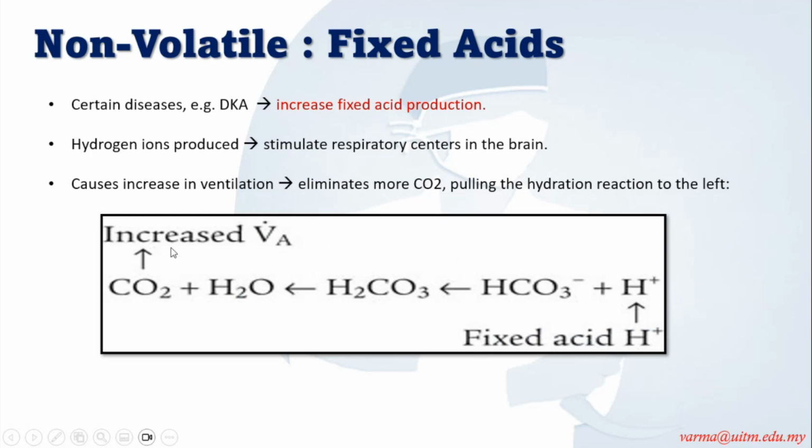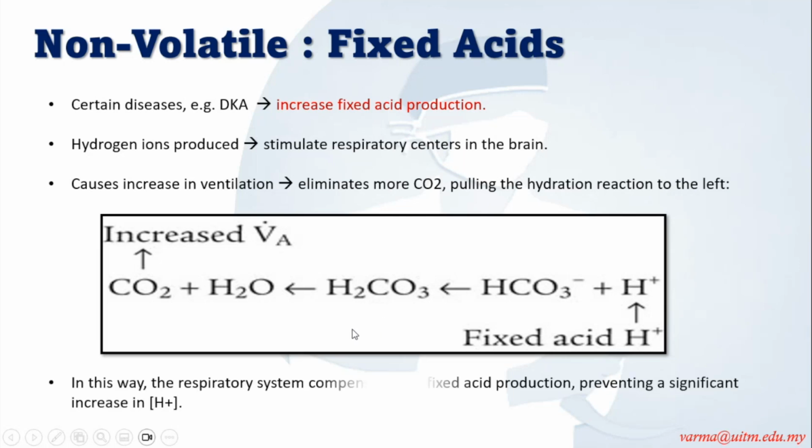So this is the part that we talked about. This is why patients who are hypoxic, when they're in anaerobic metabolism, hyperventilate, because they want to eliminate the fixed store of H plus, which is coming from lactic acid. In terms of DKA, you see patients with DKA will come with increased respiratory rate, with deep Kussmaul breathing and everything, because they're trying to eliminate as much CO2 as possible, which is produced from the keto acid, fixed acids. In this way, the respiratory system compensates for the fixed acid production, preventing a significant increase in hydrogen ion.